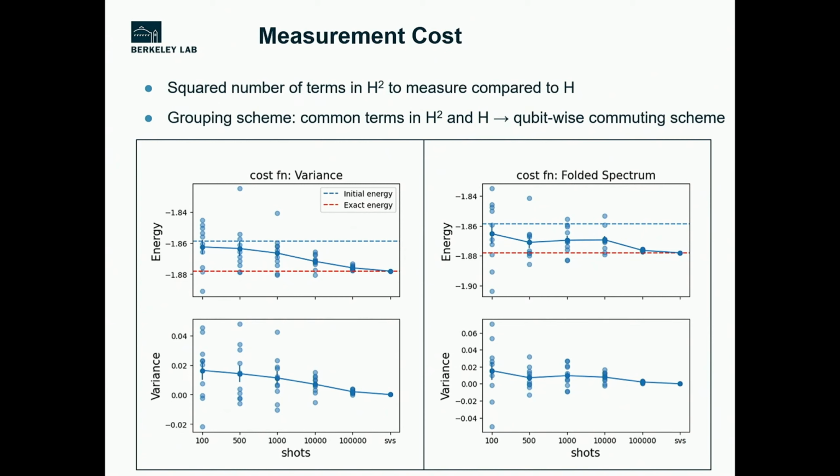Similarly, one can analyze the folded spectrum method as well. By minimizing this cost function, I get similar statistics, and I can see that with increasing the number of shots, one could go to the expected eigenstate.